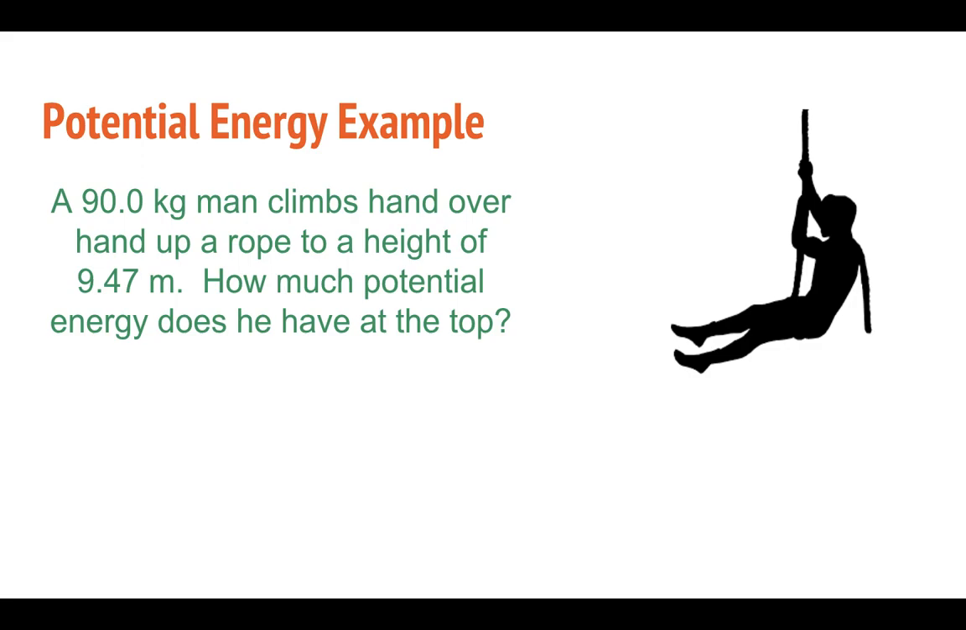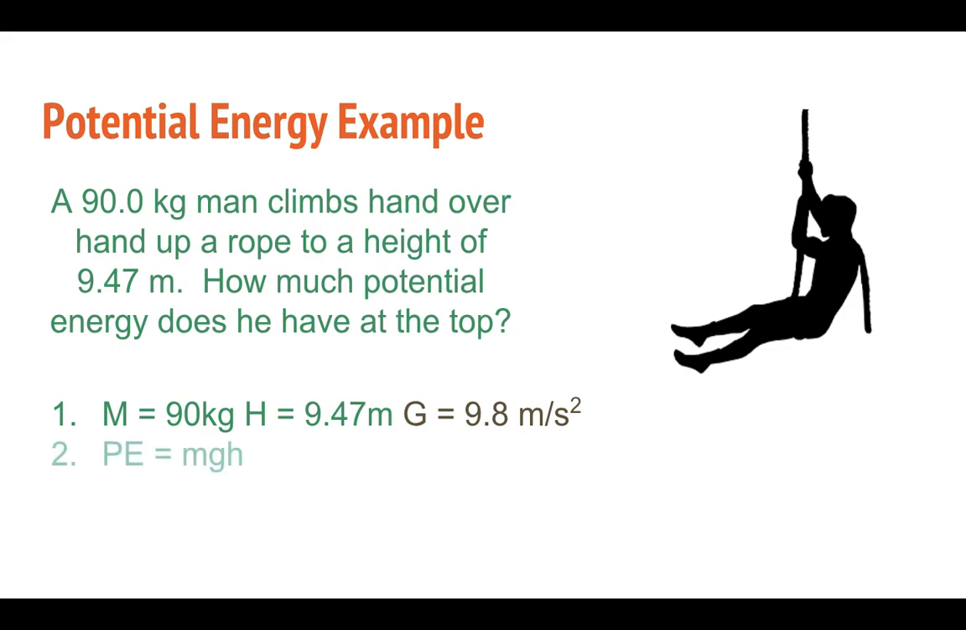Here's an example. A 90-kilogram man climbs hand over hand up a rope to a height of 9.47 meters. How much potential energy does he have at the top? Same thing, we're going to write down what we know. We know the mass of the man is 90 kilograms, the height is 9.47 meters, and the gravity is always the same. You're going to use that same number to plug in for gravity every time. Gravity is 9.8 meters per second squared. We've learned that all objects on Earth fall at the same rate, 9.8 meters per second squared.